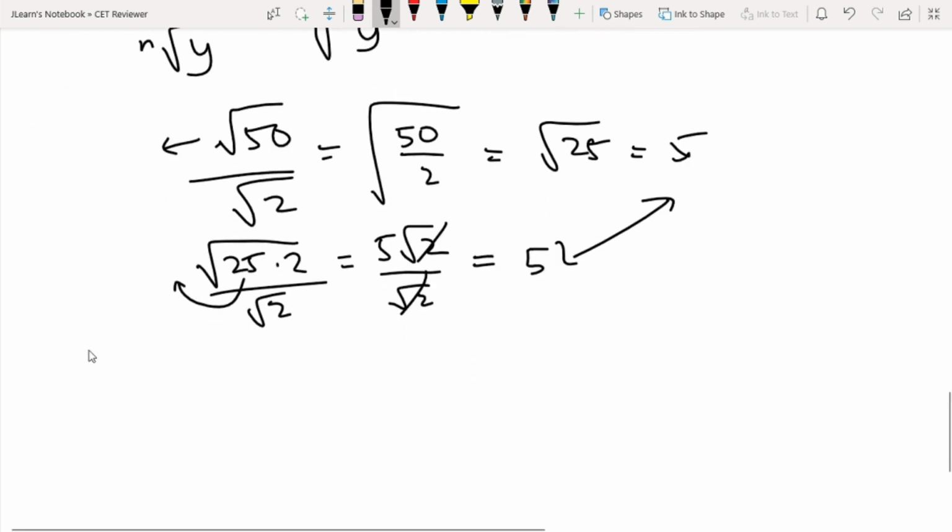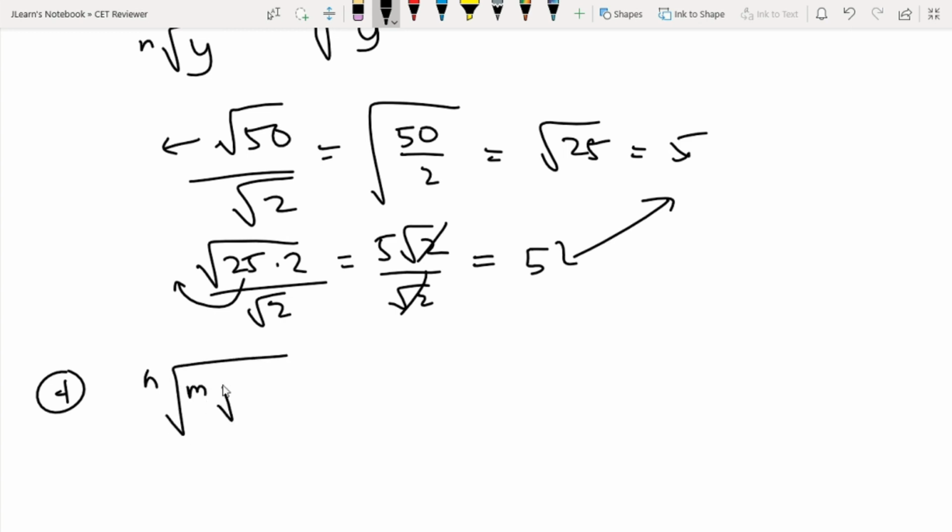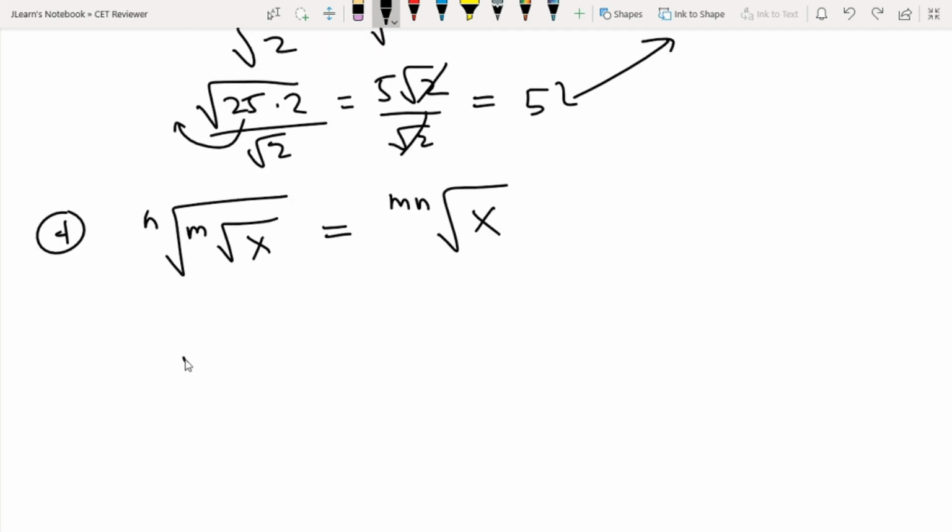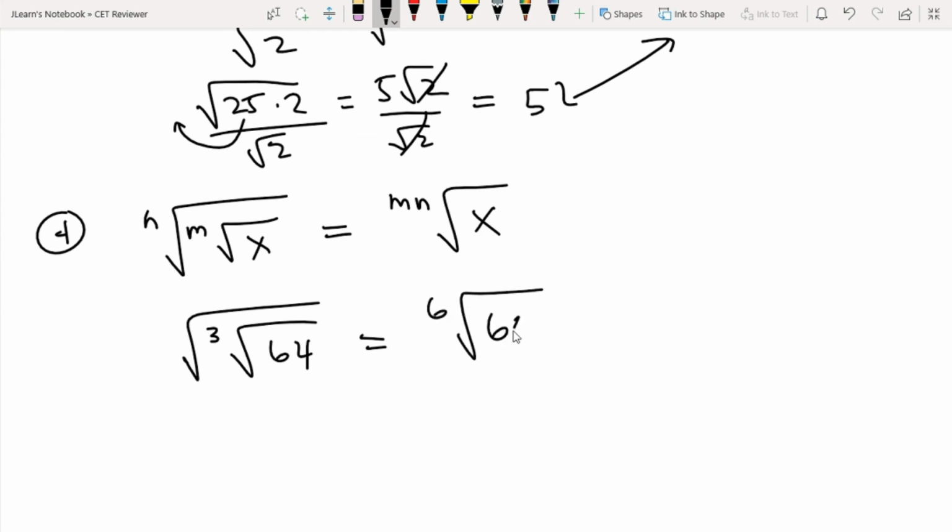Fourth law natin states that if you have the nth root of the mth root of x, this will just simplify into the mnth root of x. So, let's say for example, you have the square root of the cube root of 64. Tama? So, this will just be equal to the sixth root of 64. Okay? And the sixth root of 64 is equal to 2.